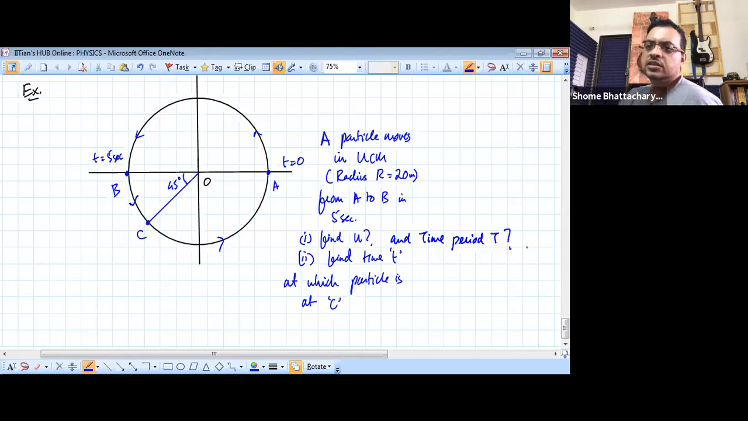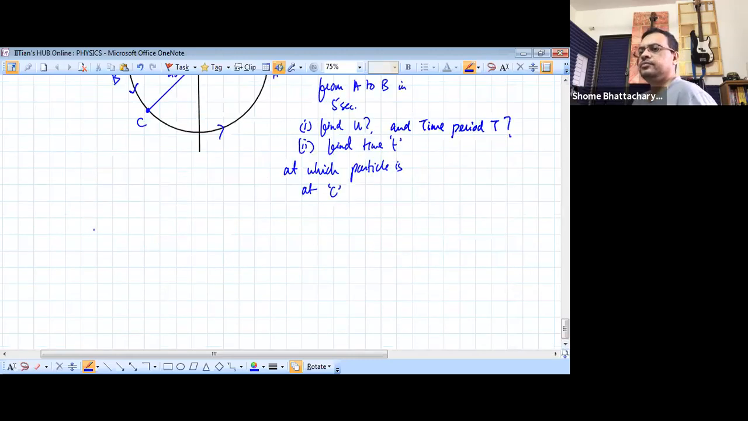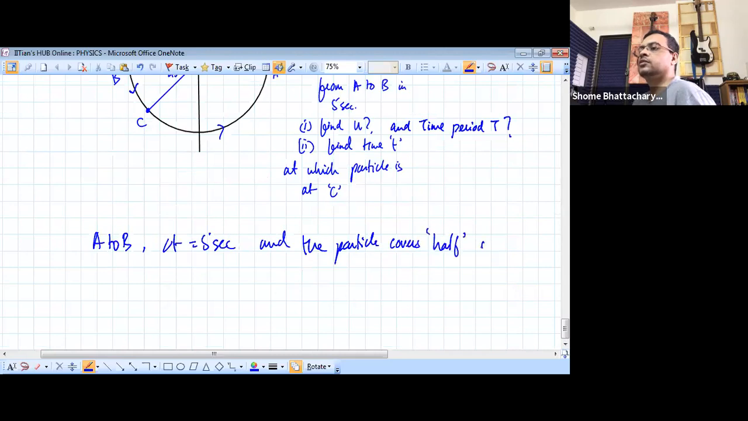No, the time for reaching B is given as 5 seconds. So here what you can understand is that E to B, the time is 5 seconds, and the particle covers half the circle. So therefore, time period will be how much? 10 seconds, double of this.